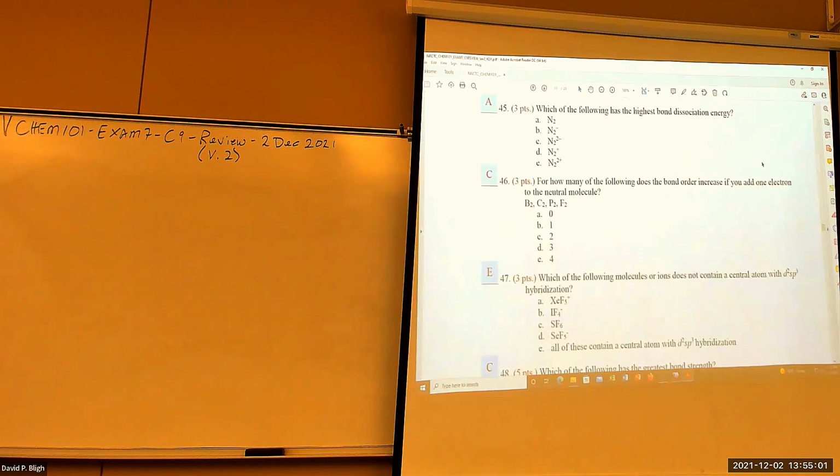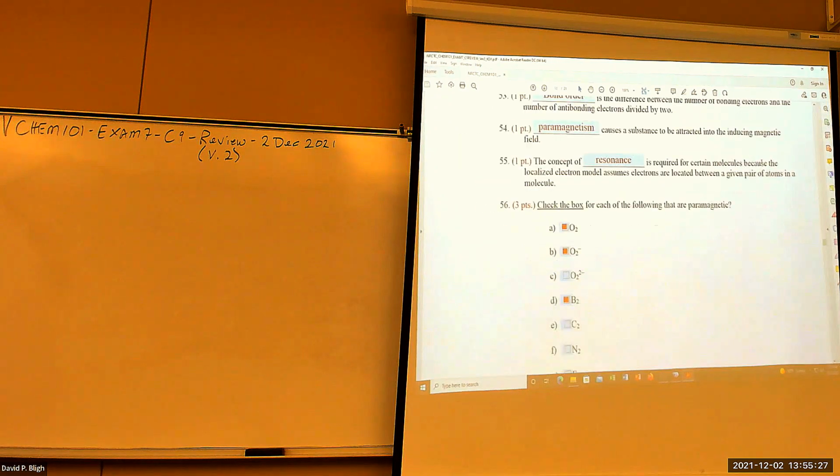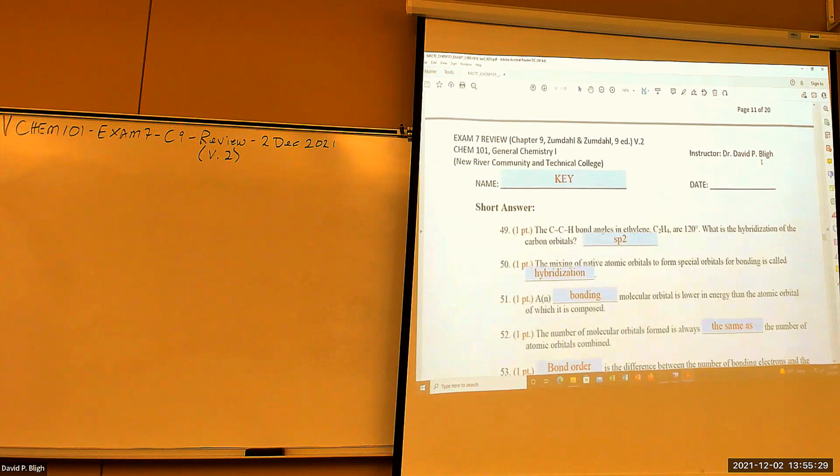Which of the following has the highest bond dissociation energy? It's another way of saying the same thing. Dinitrogen. 49 through 55 are fill in the blank, and they're basically just definitions. So I think you guys can probably deal with those.